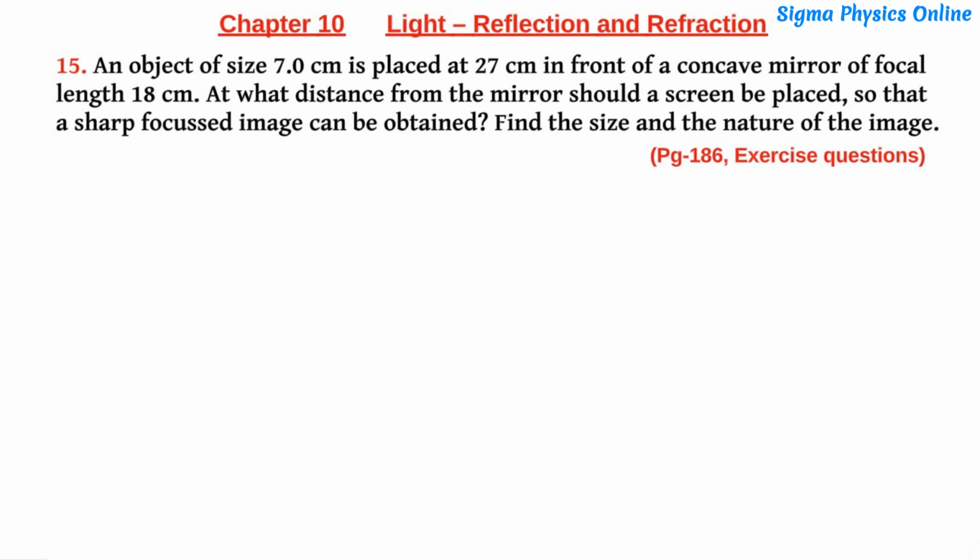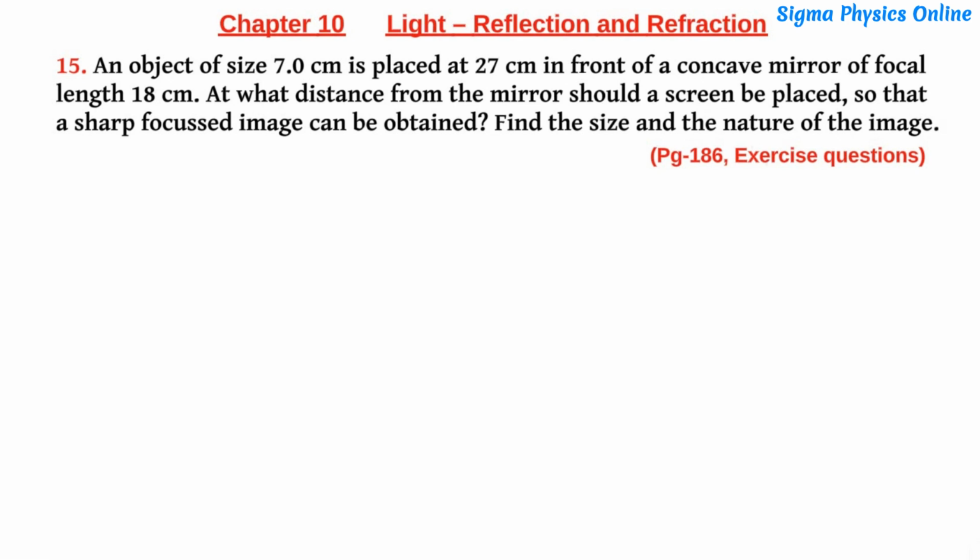Let's solve the exercise question number 15 of chapter 10 Light from class 10 NCERT science textbook. The question goes like this. An object of size 7 cm is placed at 27 cm in front of a concave mirror of focal length 18 cm. At what distance from the mirror should a screen be placed so that a sharp focused image can be obtained? Find the size and the nature of the image.